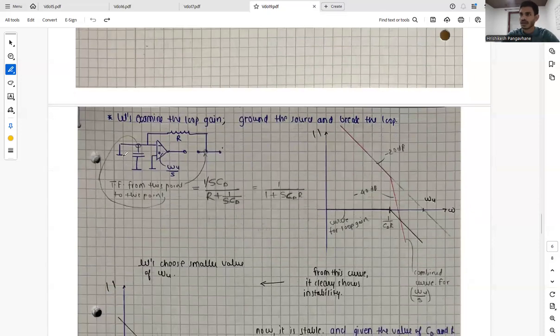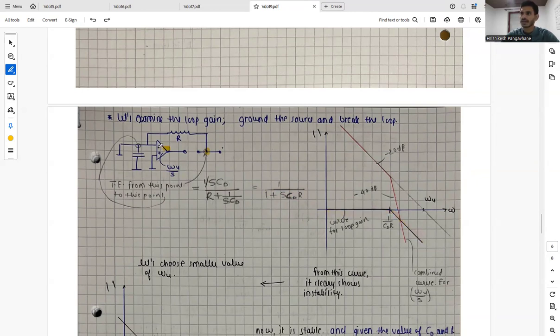So let's examine the loop gain over here. What we'll do is ground the input and break the voltage from here. So now we can say that from here to here, the transfer function is 1 upon SCD divided by R plus 1 upon SCD, so basically 1 upon 1 plus SCDR. And when we plot this as a Bode plot, this is our transfer function, and this is where our pole lies, which is 1 upon CDR, and this is the curve for the loop gain.